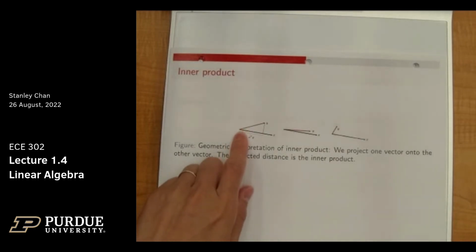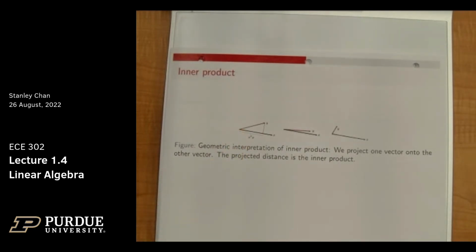When you take the inner product, you're measuring some sort of angle between the two vectors. Okay? You're measuring the angle between two vectors. If your angle is less than 90 degrees, then the inner product has to be positive. If your angle is bigger than 90 degrees, then your inner product will be negative.